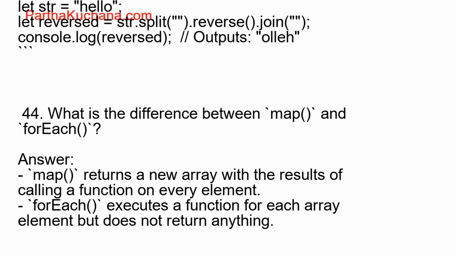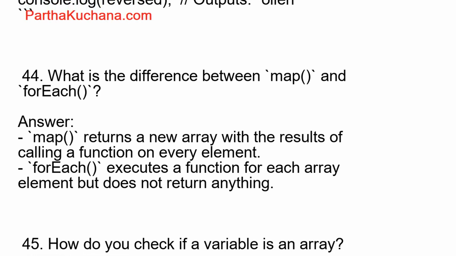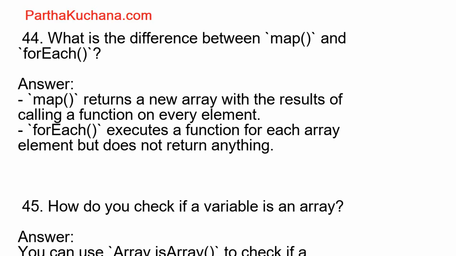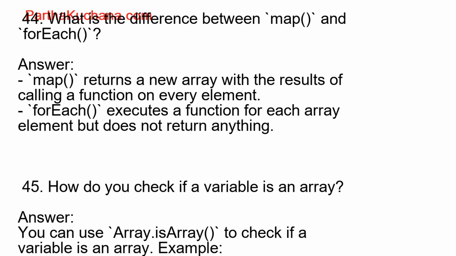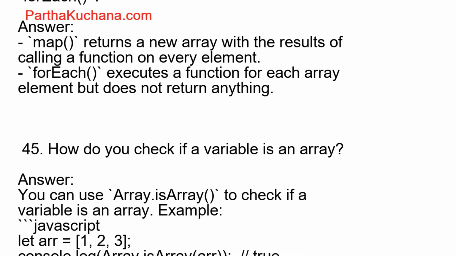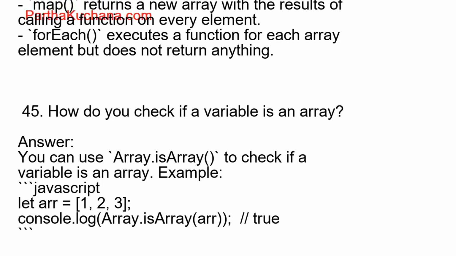46. What is null in JavaScript? Answer. Null is an assignment value representing the intentional absence of any object value. 47. What is the filter method? Answer. The filter method creates a new array with all elements that pass the test implemented by the provided function.